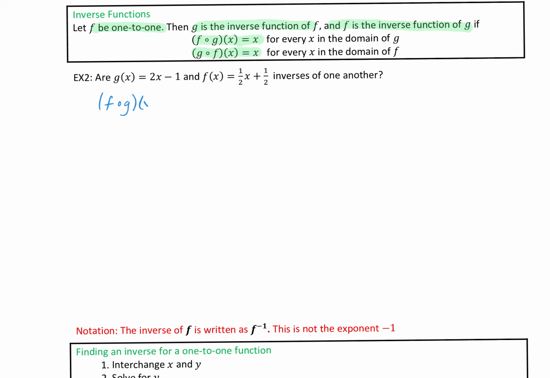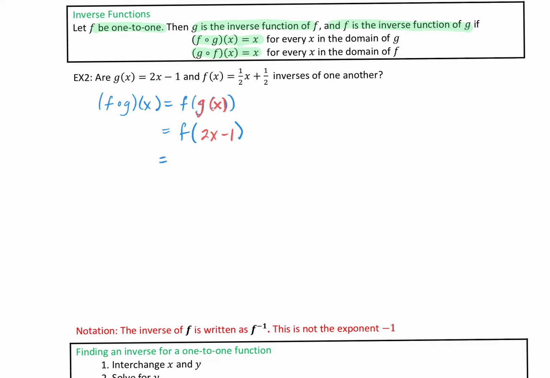So we're going to put in an x value, and we should get that x value back. Remember, this is f of g of x. We want to figure out what g of x is and put it into our function f, but we already know what g of x is. g of x is 2x minus 1.